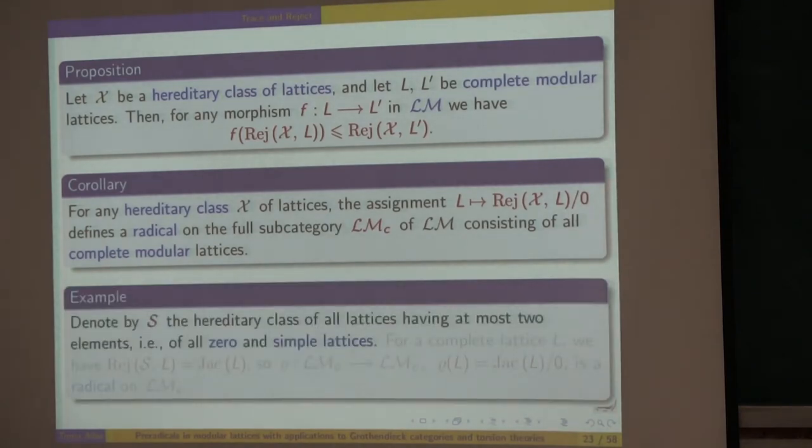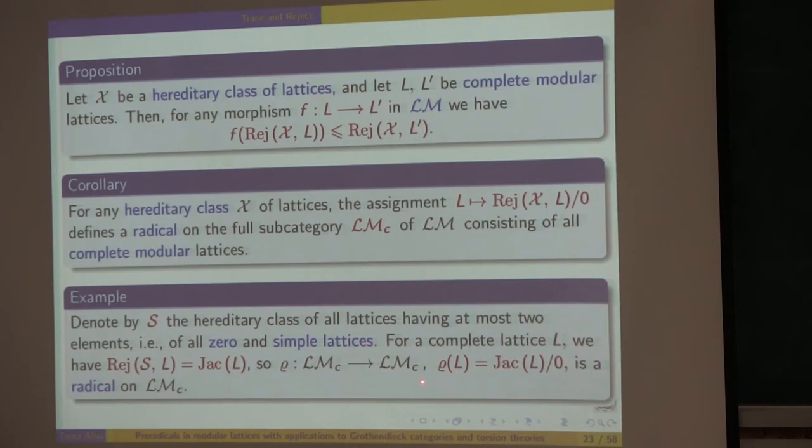So, example, we go to the same class as, let's have this two elements. For a complete lattice, the reject is exactly the Jacobson radical. I will come back to this Jacobson radical in the next section. And for any lattice we have the Jacobson sum, because to be a lattice we cannot write Jacobson L an element, the integer, but it's a radical, Jacobson sum. Okay.